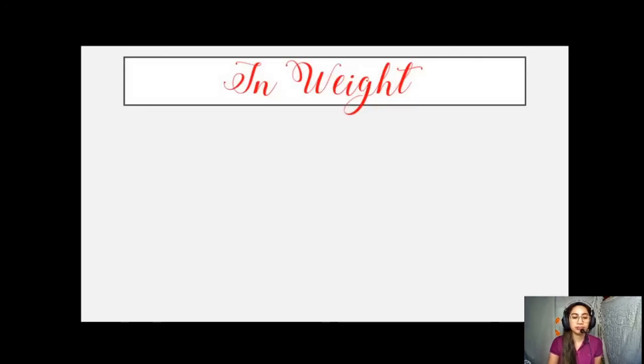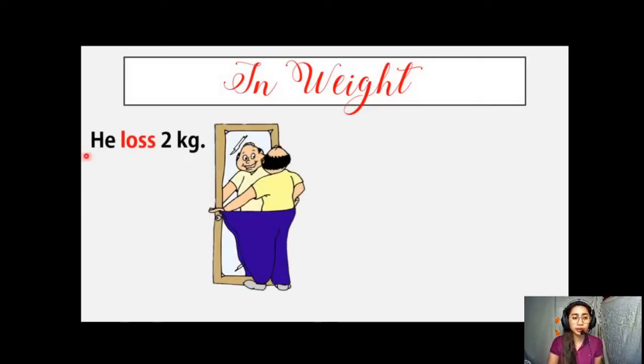Okay, so we have here in weight. First picture that we have, he lost 2 kilos. Ma'am, paano natin i-represent ang integers yan? Okay. So, as we can see, the word loss, that is your clue word. So, pag sinabi nating loss, is it negative or is it a positive number? Okay, so that is a negative number. So, we are going to denote this one as negative 2 kilos.